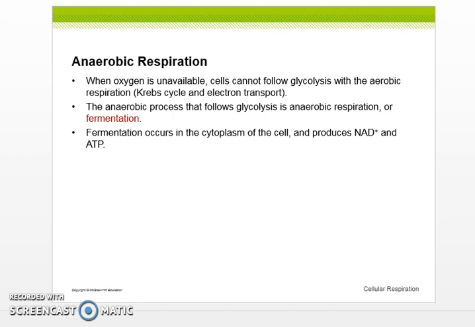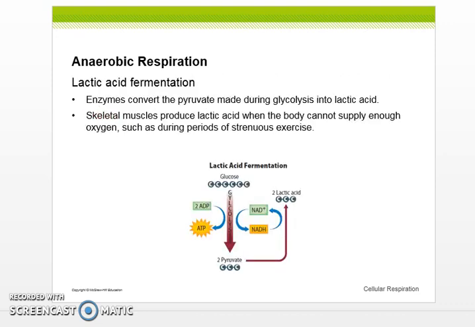When oxygen is unavailable, cells cannot follow glycolysis with aerobic respiration, Krebs cycle, and electron transport. The anaerobic process that follows glycolysis is anaerobic respiration or fermentation. Fermentation occurs in the cytoplasm of the cell and produces NAD and ATP. Enzymes convert pyruvate made during glycolysis into lactic acid. Skeletal muscles produce lactic acid when the body cannot supply enough oxygen, such as during periods of strenuous exercise.